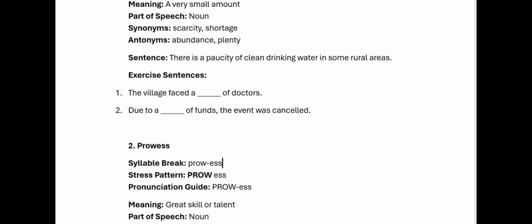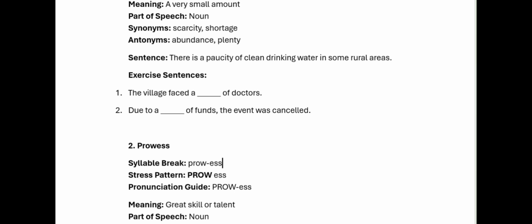Let's get back again. The exercise sentences. The village faced a dash of doctors. What happened? There was a scarcity of doctors. You can also go with the word, the village faced a scarcity of doctors. The village faced a paucity of doctors. Right. Second sentence. Due to a dash of funds, the event was cancelled. The reason for the event to be cancelled is the shortage of funds, the scarcity of funds, the paucity of funds. So there you are commanding. Let's revise again. Shortage, scarcity, paucity.